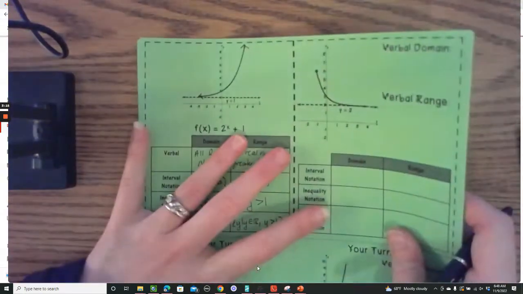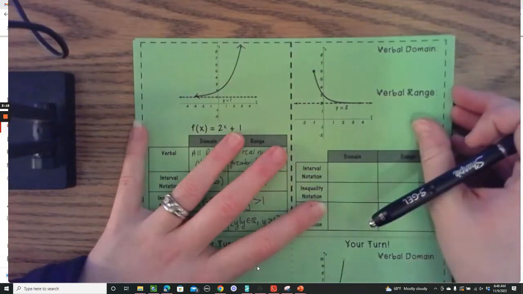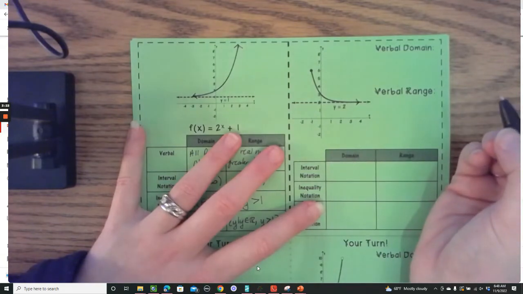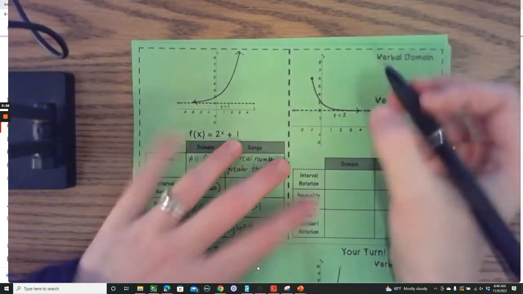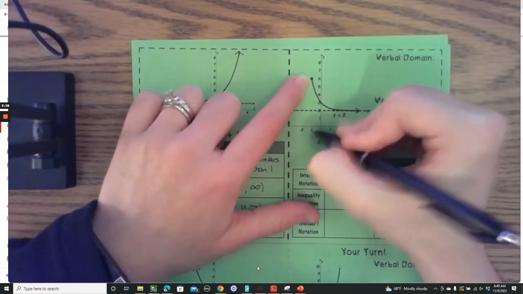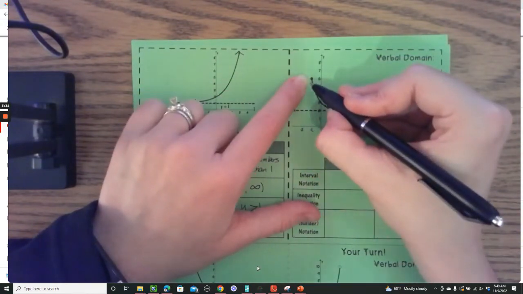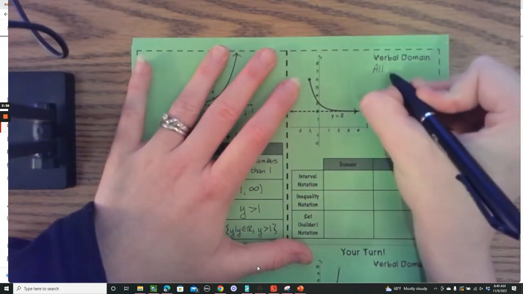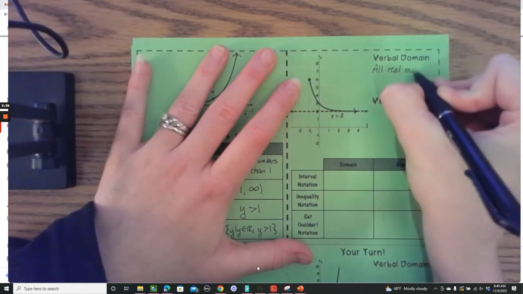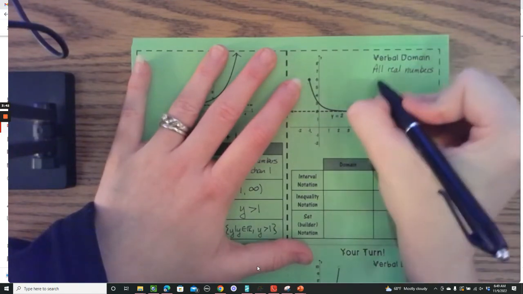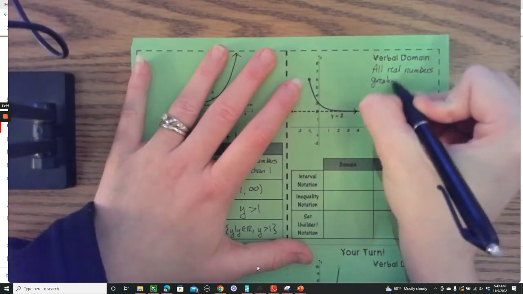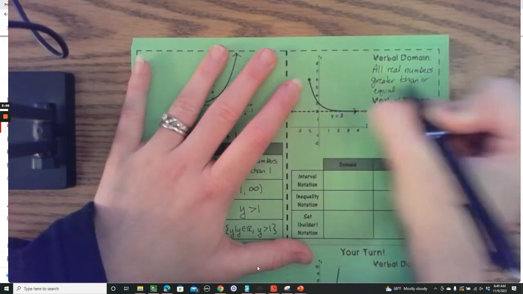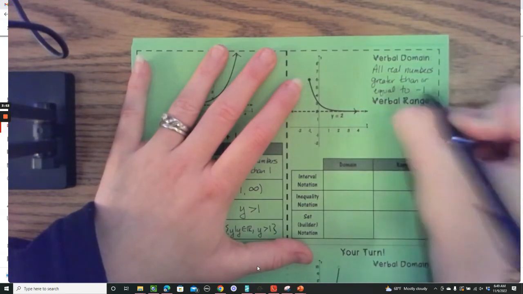Okay, so now for a finite function. What we have here, we've got a solid dot, and then we've got an arrow here. So our domain here, we are starting at negative 1. It's a filled-in dot, so it's greater than or equal to negative 1. So we would have all real numbers greater than or equal to negative 1.